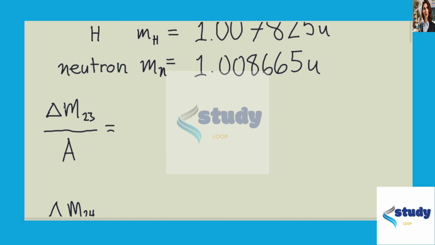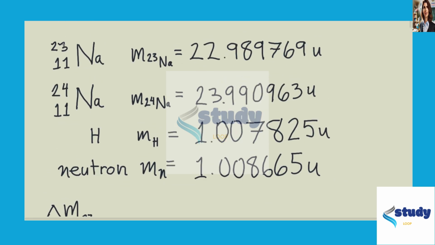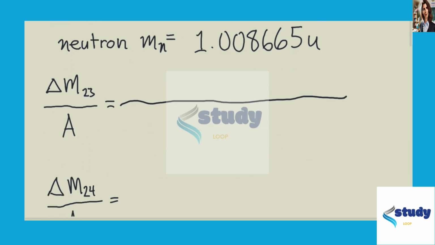So to find the binding energies of each of these isotopes, we need to find the change in mass from the combined mass of the constituents minus the mass of the assembled atom. And then we divide that change in mass by the total number of nucleons in that atom. So this will be a fractional quantity. We'll draw ourselves a big division symbol here. And we already know in advance that the sodium-23 isotope has an atomic mass number of 23, so its denominator will be 23.